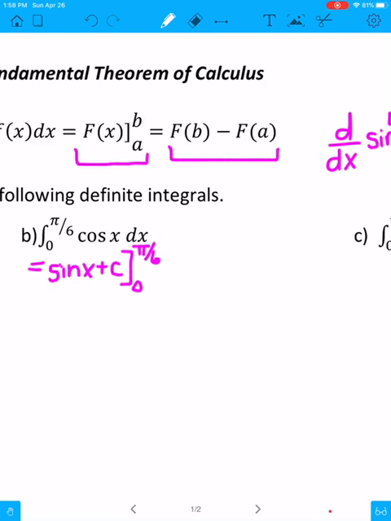So that's the first step in the fundamental theorem of calculus: find the antiderivative and put it from 0 to pi over 6. Then your second step is to fill in pi over 6, subtract, fill in 0. Okay? So we're going to have sine of pi over 6 plus c minus, bracket, sine of 0 plus c. And we have to remember to bracket that second half because we have to subtract everything in it.